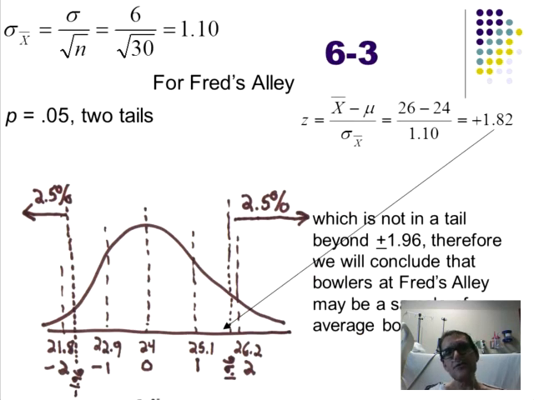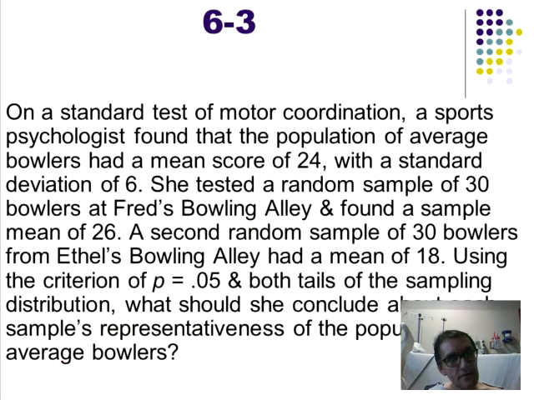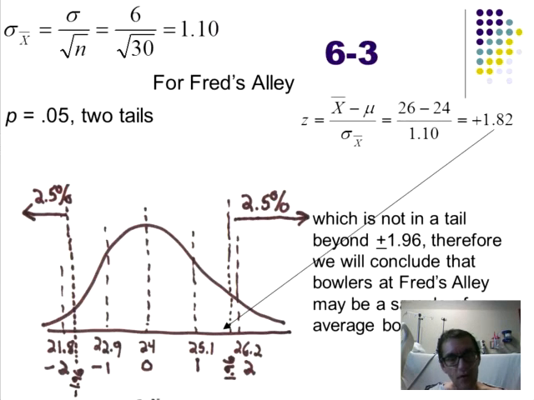So remember, this distribution of sample means will have a mu equal to the original mean. So look at what I've drawn there. I got a 24 in the center. Just to remind you, there it is: it had a mean score of 24. So it's centered at 24.